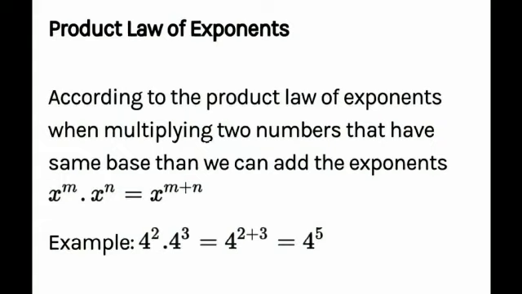Students, according to the product law of exponents, when multiplying two numbers that have the same base, then we can add the exponents. For example, 4 raised to the power 2 multiplied by 4 raised to the power 3. You can see here the bases are the same, so you should add the exponents. That means 4 raised to the power 2 plus 3 is equal to 4 raised to the power 5.